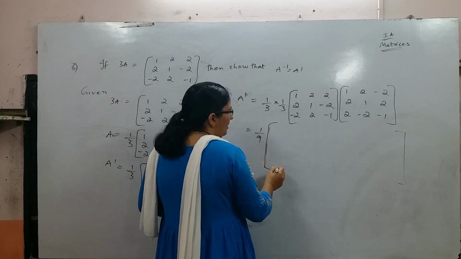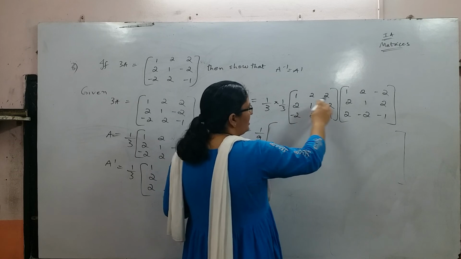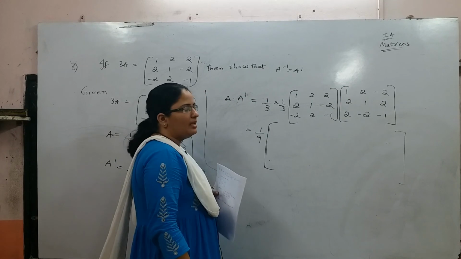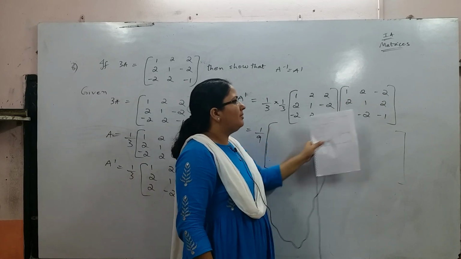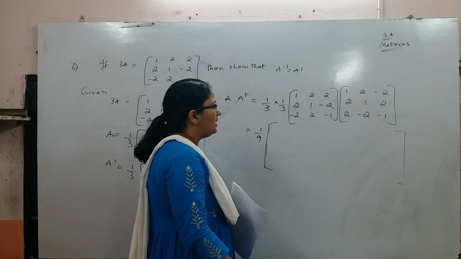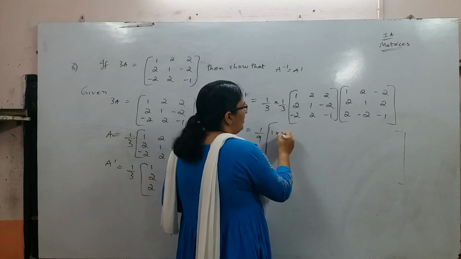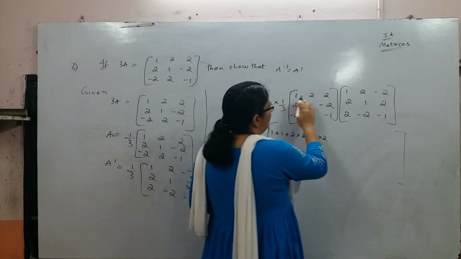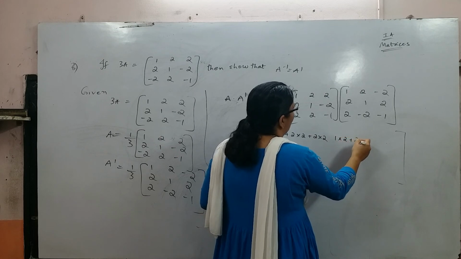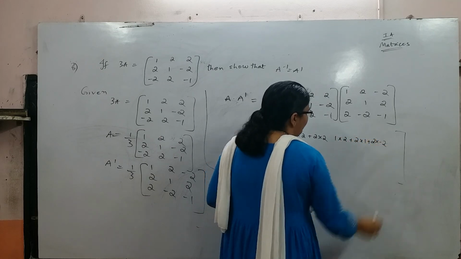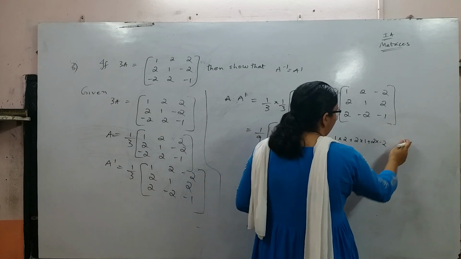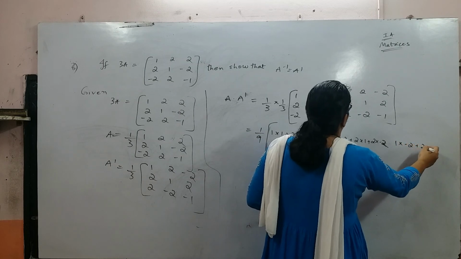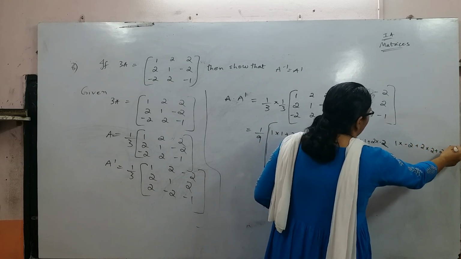How to multiply? First row, first column, first row, second column, first row, third column. Second row, first column, second row, second column, second row, third column. Third row, first column, third row, second column, third row, third column. That is how we have to multiply. See here, 1 into 1 plus 2 into 2 plus 2 into 2. Next, 1 into 2 plus 2 into 1 plus 2 into minus 2. We have no much place here. 1 into minus 2 plus 2 into 2 plus 2 into minus 1.